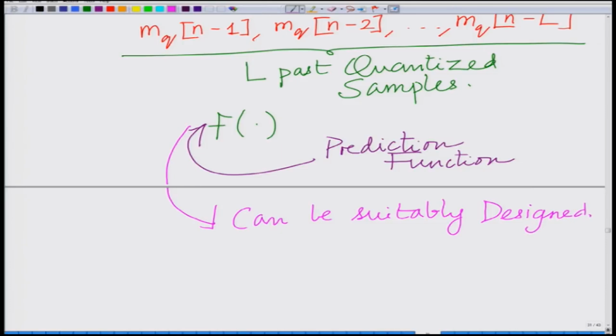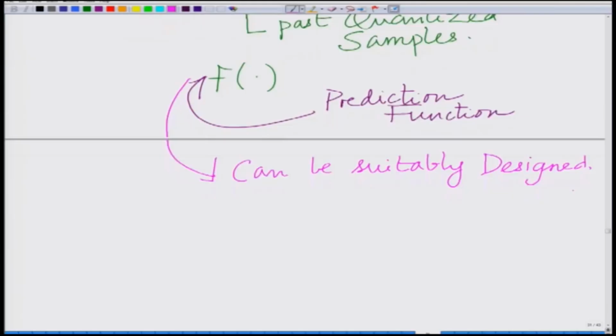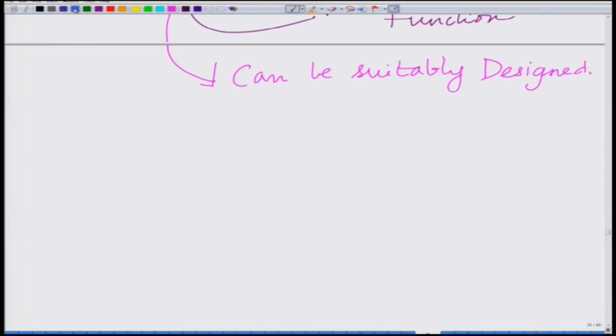The prediction function f is not fixed, but it can be suitably designed, depending on the appropriate signal. It takes the signal characteristics, more importantly the statistical properties of the signal, into consideration to appropriately design the best prediction function. Now, better prediction implies a higher efficiency. The better the prediction, the higher the efficiency.